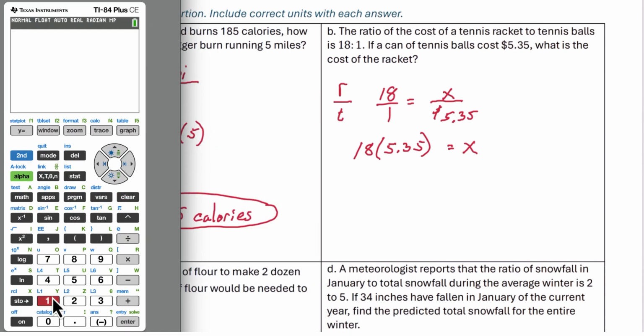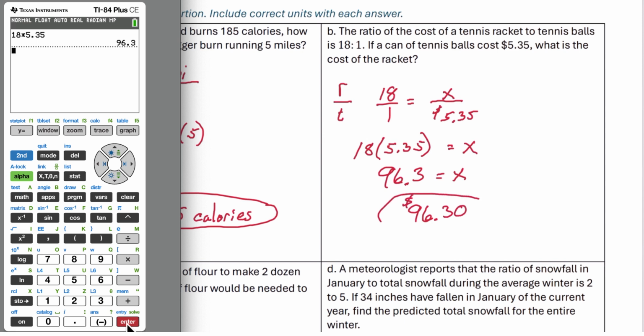Now in the calculator, we have 18 times 5.35, and we get 96.3 as our value for x. Keep in mind this is talking about cost, so we need to have 2 decimals. $96.30. We'll add a 0 after the 3 to make it look like change or cents.